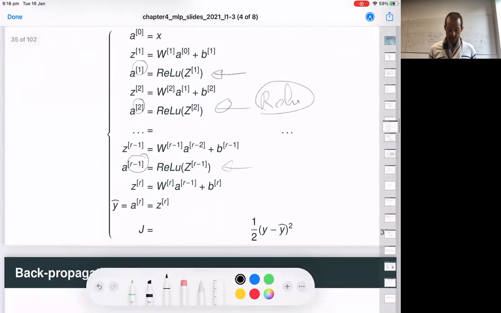And for the last layer, what do I use? The identity function, you can see. So a regression task. And as a cost function, this is for one sample, I use the square loss.